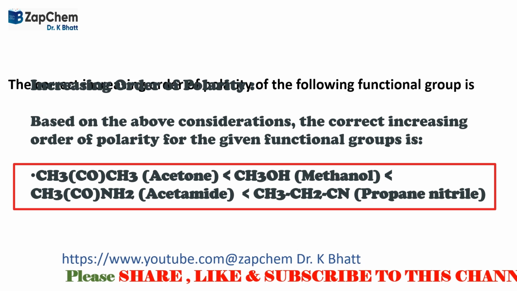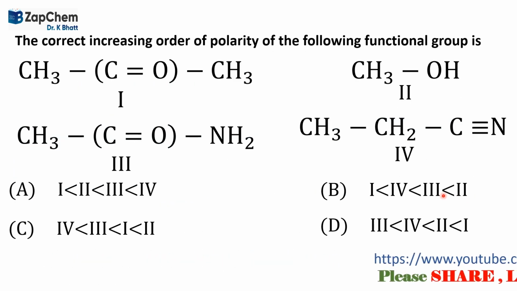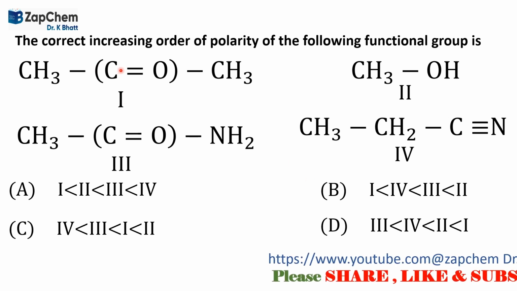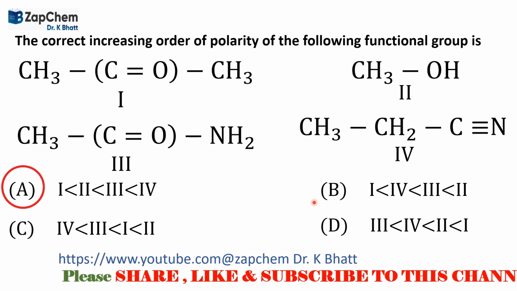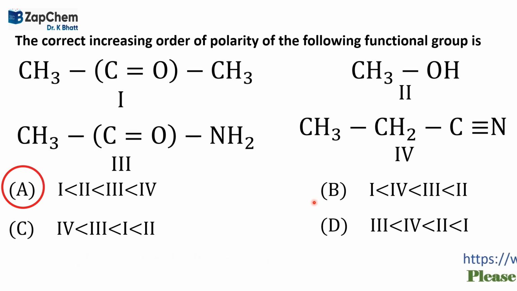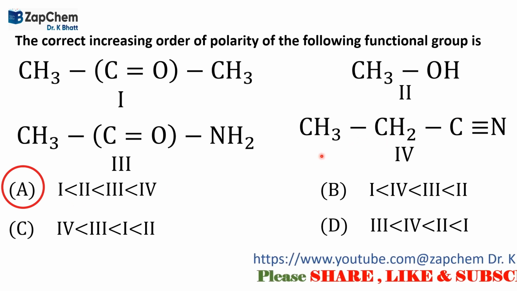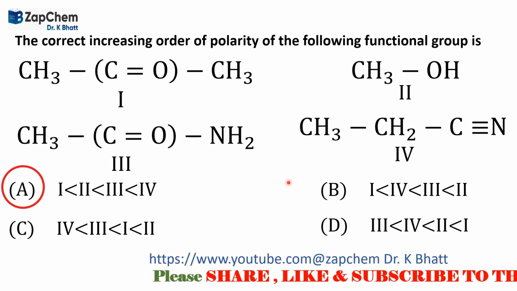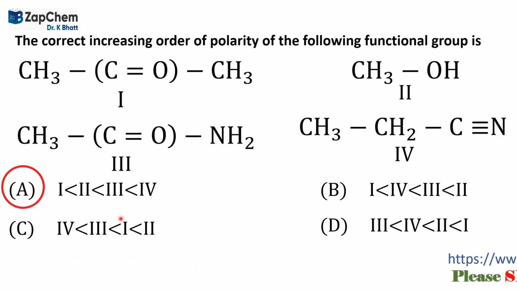So coming back to the question, we find that the correct increasing order of polarity between these functional groups is at option A: 1 is lesser than 2, is lesser than 3, and finally is lesser than 4. So that's the correct answer.